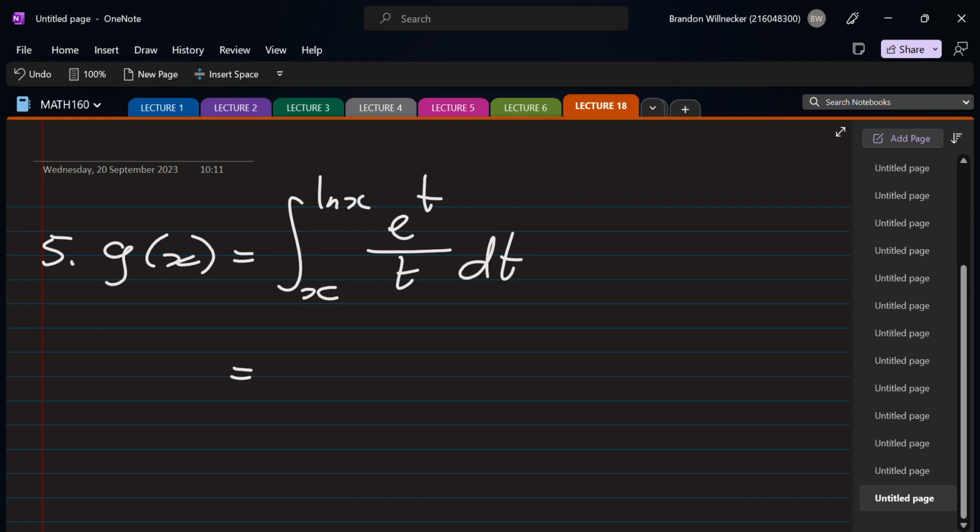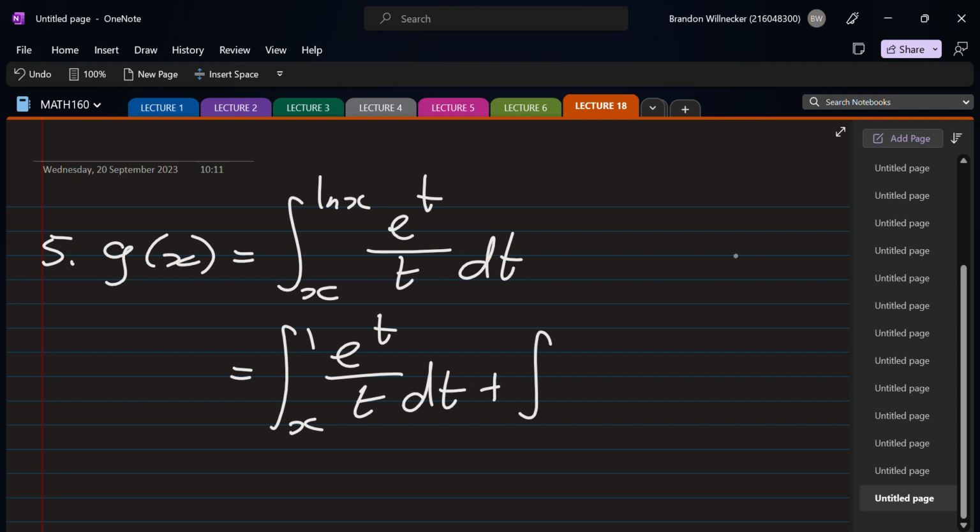So let's do that. So that will be the integral from x to something, but now we can't choose the 0. Because if we substitute 0, the top part will be a 1, the bottom part will be a 0. That's 1 over 0. That's a problem. So here we need to be careful about what we choose. 0, that's not going to work. So let's choose 1. Okay, that's a bit better. So e to the t over t dt plus the integral from 1 to the natural log of x, e to the t over t dt.